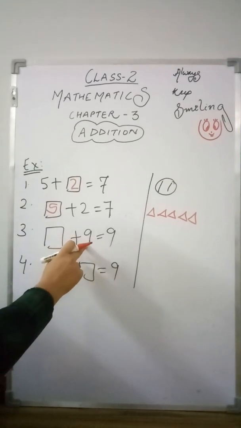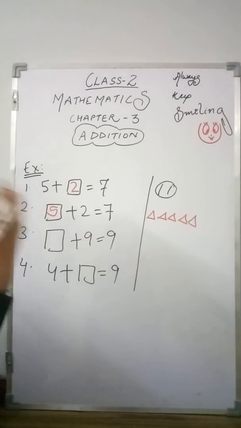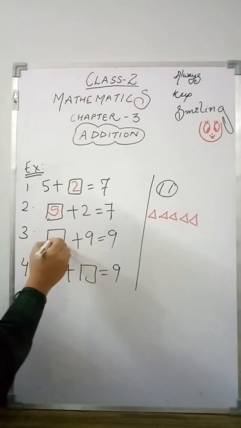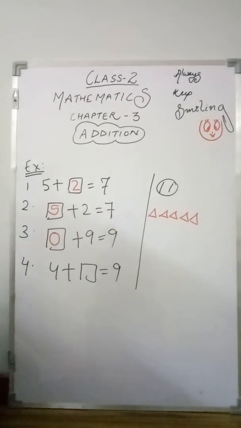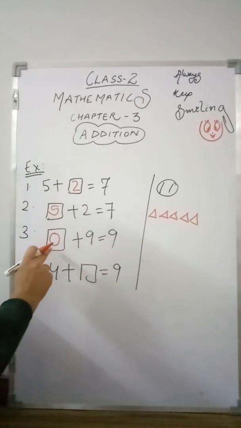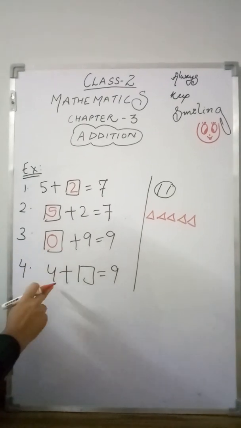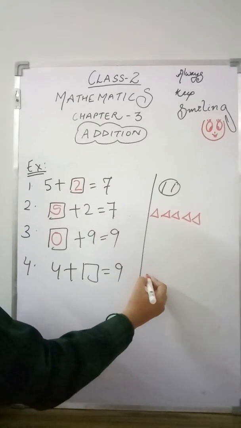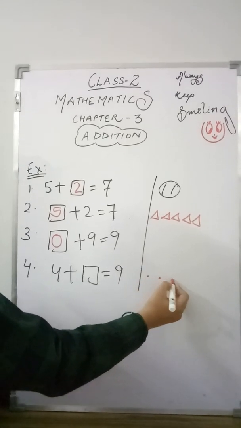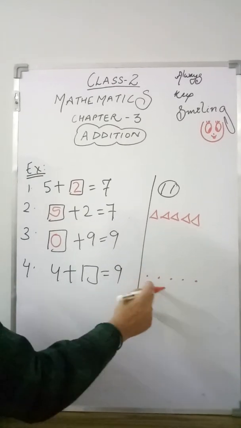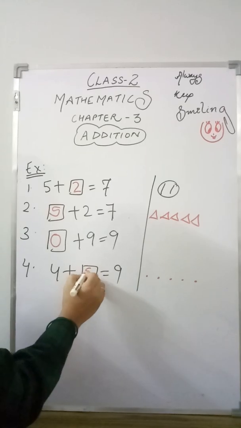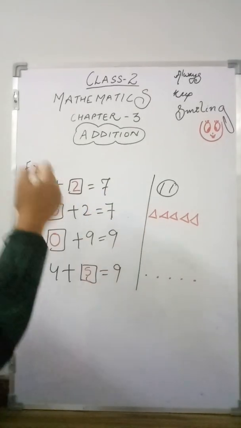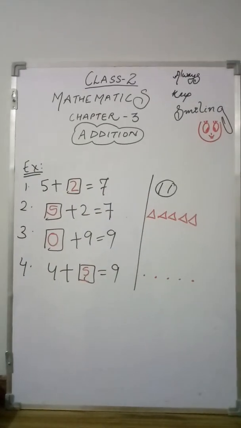Now this time I have to make the pair of 9. 9 is already here. So which number is the complement of 9? 0. Because if the sum is the same, then 0 is the pair of that number. Here I already have 4. I have to reach 9. Let's make dots here. 5, 6, 7, 8, 9. 1, 2, 3, 4, 5. So this is the pair. In this way you can do any sum by making the pairs.